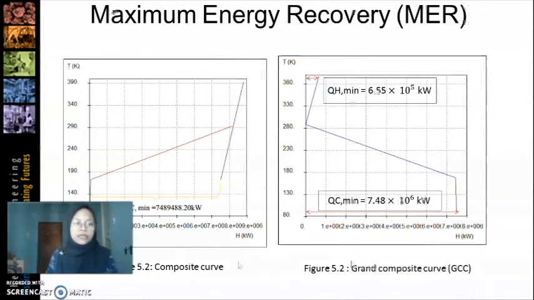From the composite curve and also the GCC, grand composite curve, generated from HINT, we can determine the minimum duty for both hot and cold utilities, as well as the pinch temperature. For example, here the minimum heat duty for hot utilities is equal to 6.55 times 10 to the power of 5 kilowatts, and for QC min it equals 7.48 times 10 to the power of 6 kilowatts.